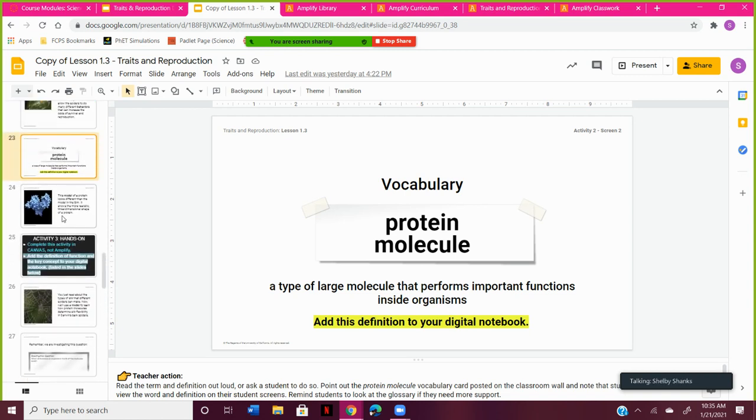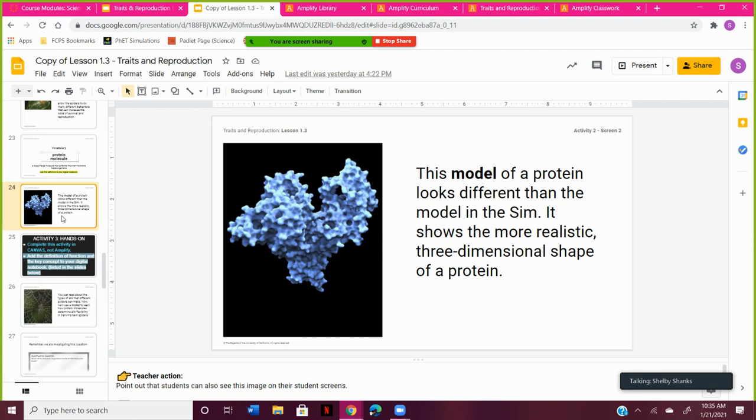All right, I'm going to move on to our next slide. So this model of a protein looks different than the model that you guys saw in the simulation. This one shows a more realistic three-dimensional shape of a protein.